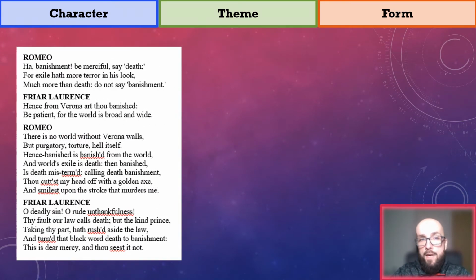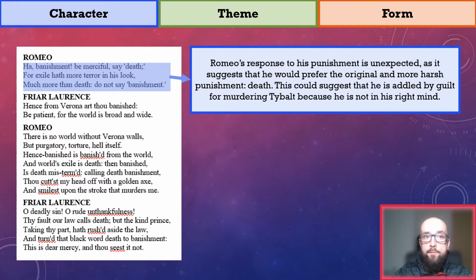Romeo's reaction to finding out that his punishment is banishment rather than execution is quite unexpected though, for his exclamation, his insistence that the friar is merciful, and his expression that exile has more terror than death, makes it clear that Romeo would prefer death to banishment. This could imply that Romeo is addled by guilt for murdering Tybalt, because it is clear that he is not in his right mind. I mean, who would prefer death over exile, after all?